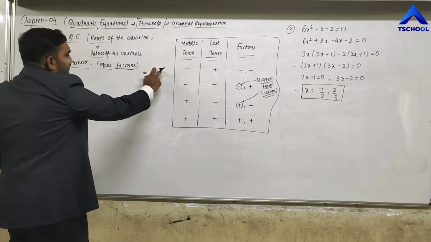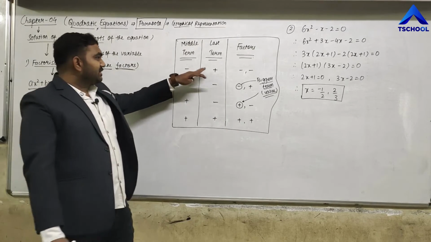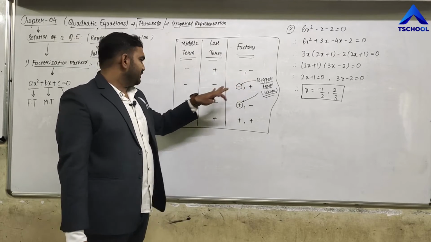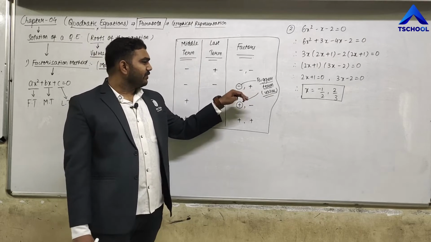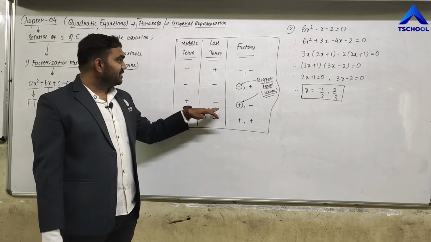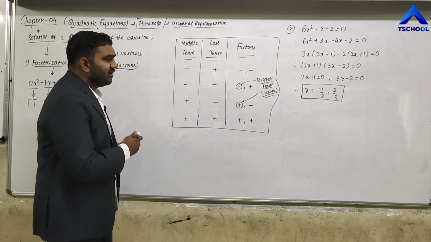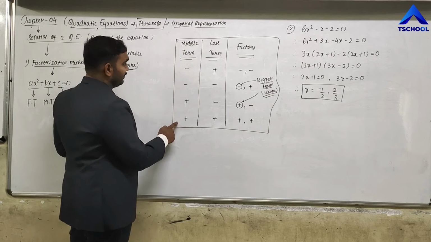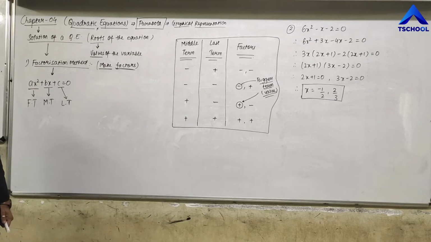So this is an important one to be remembered: middle term minus, last term plus, the factors are minus minus. Middle term minus, last term minus, the factors are minus plus, with minus as the bigger term or bigger value. If the middle term is plus and the last term is minus, then again the factors will be plus minus, with the bigger term or bigger value as plus. And if the middle term is plus and the last term is also plus, then the factors will be plus plus. Is it clear, friends? You might note that down.